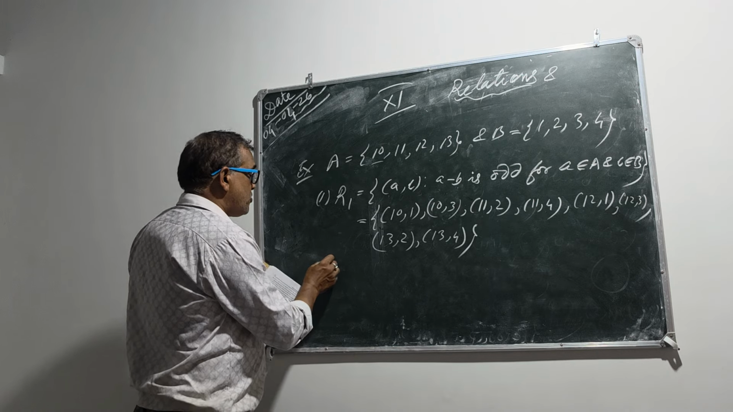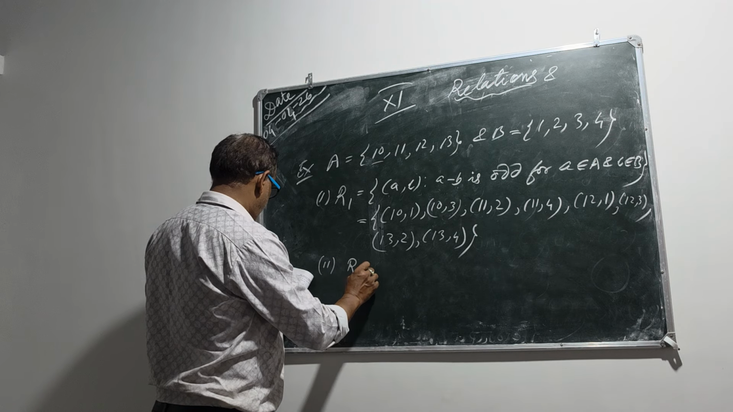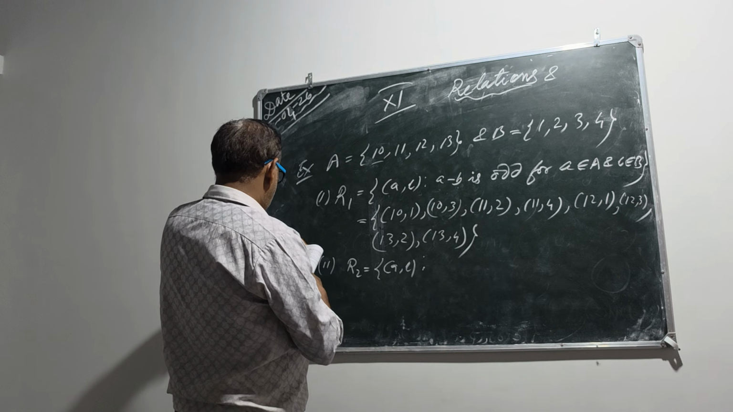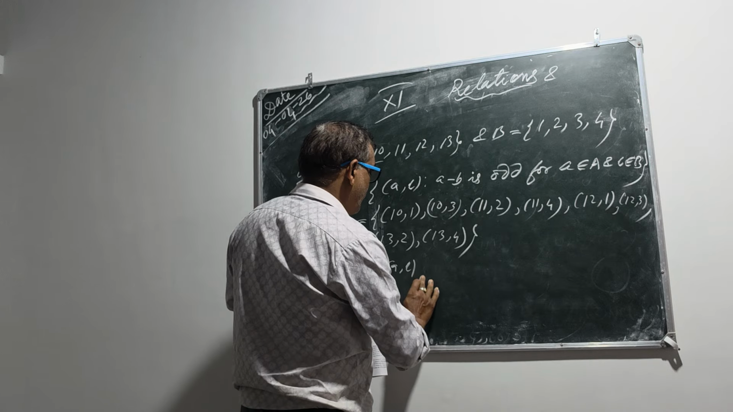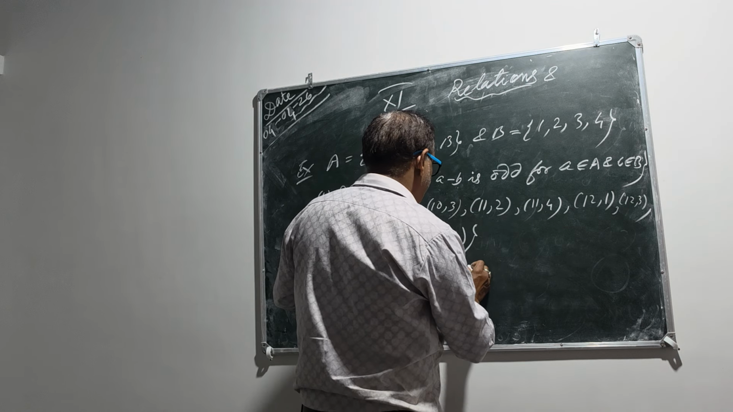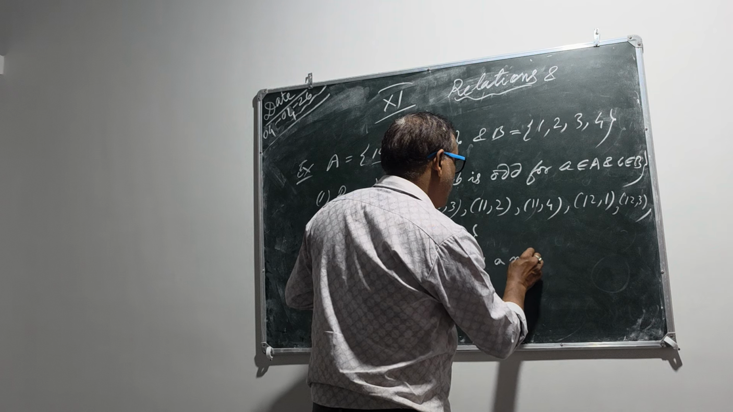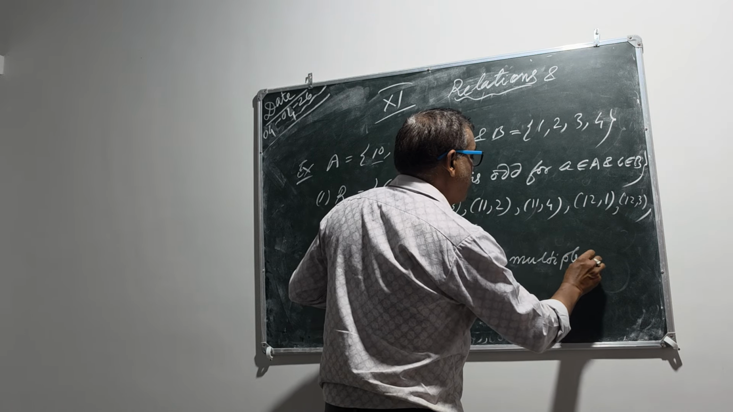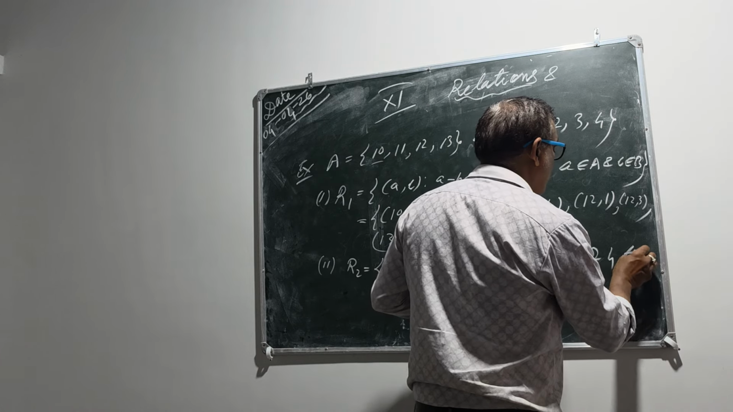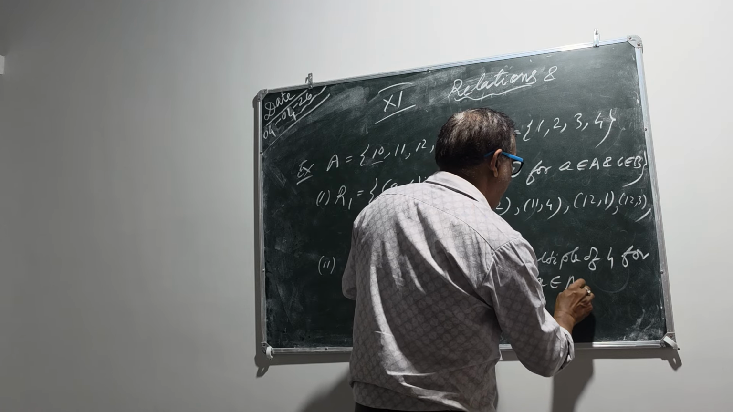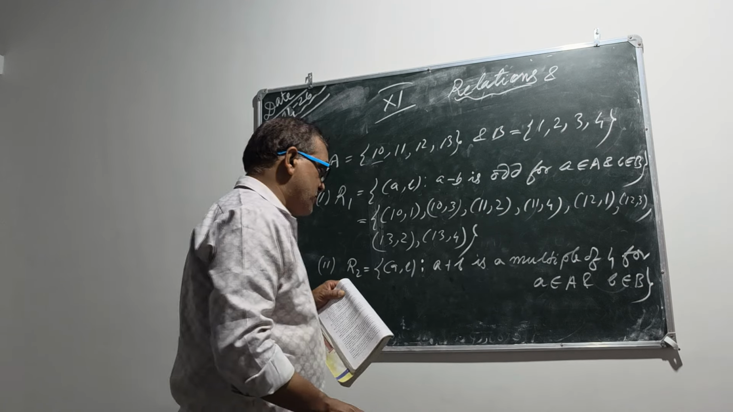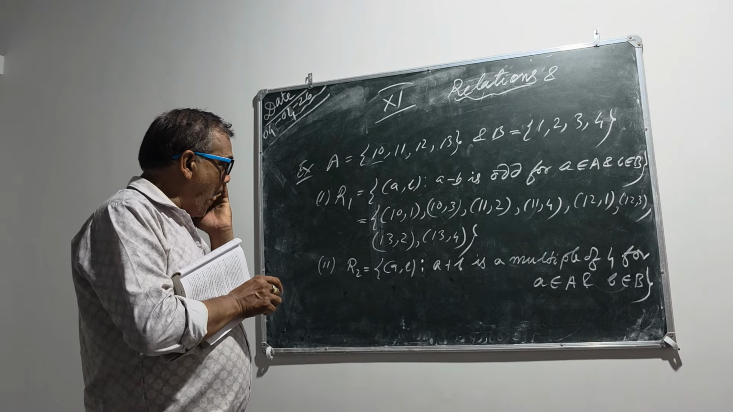Then the next one is given as R2 equal to {(a, b) such that a plus b is a multiple of 4}, for small a belongs to capital A and small b belongs to capital B. Then what are the ordered pairs for the second relation, that is R2?